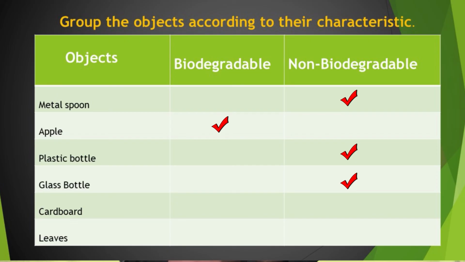The cardboard? You got it. It will go into the biodegradable group. And the last one, the leaves. Where will you put the leaves? You're correct again. The leaves will go into the biodegradable group.